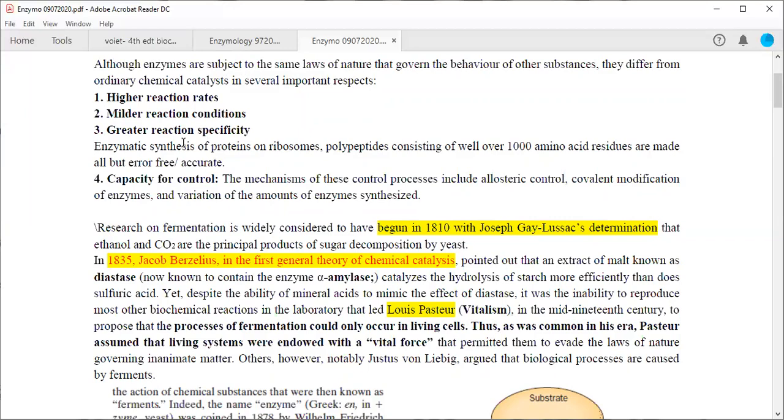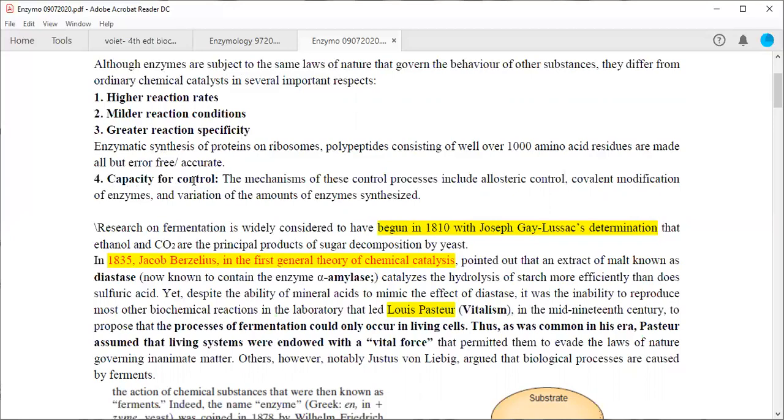Third is greater reaction specificity. If we compare the biocatalyst with the general chemical catalyst, they have better specificity. This better specificity may be contributed by the stereospecificity or the geometric arrangement of the substrate with the enzyme itself. For example, in enzymatic synthesis of a protein over the ribosome, a polypeptide consisting of over 1,000 amino acid residues is made, but it is error free. They are very accurate, there is no mistake. Thus you can assume how specific they are.